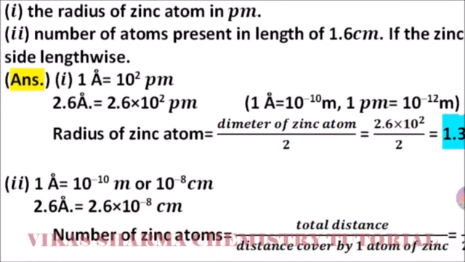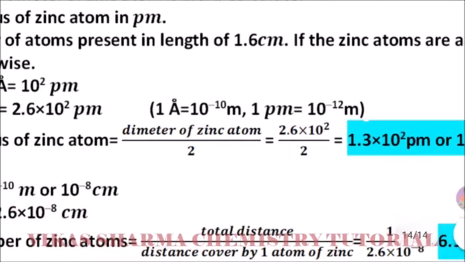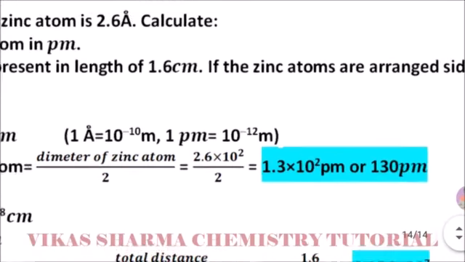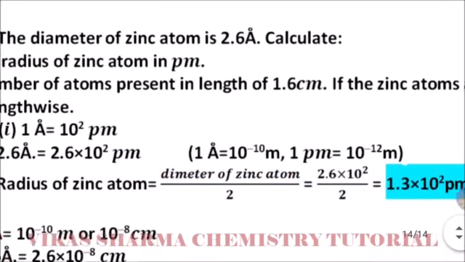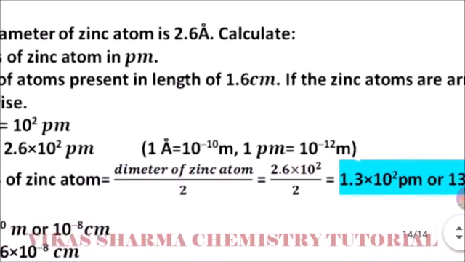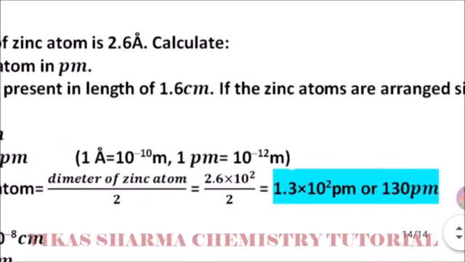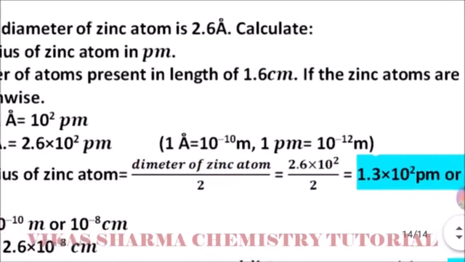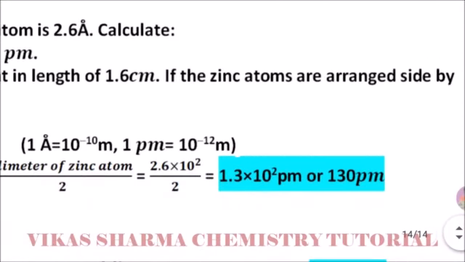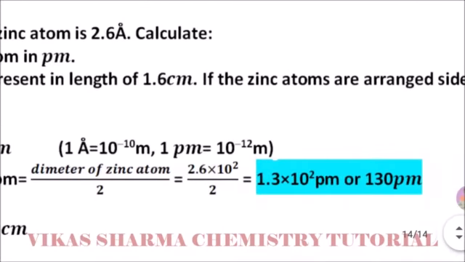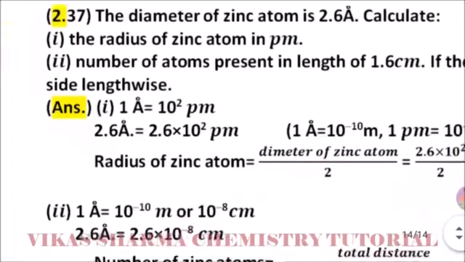So the radius of a zinc atom is equal to the diameter of the zinc atom divided by 2. The value given is 2.6 angstrom. We convert it into picometer. So 2.6 into 10 to the power 2 divided by 2. So the radius of the zinc atom is equal to 1.3 into 10 to the power 2 picometer, or 130 picometer.